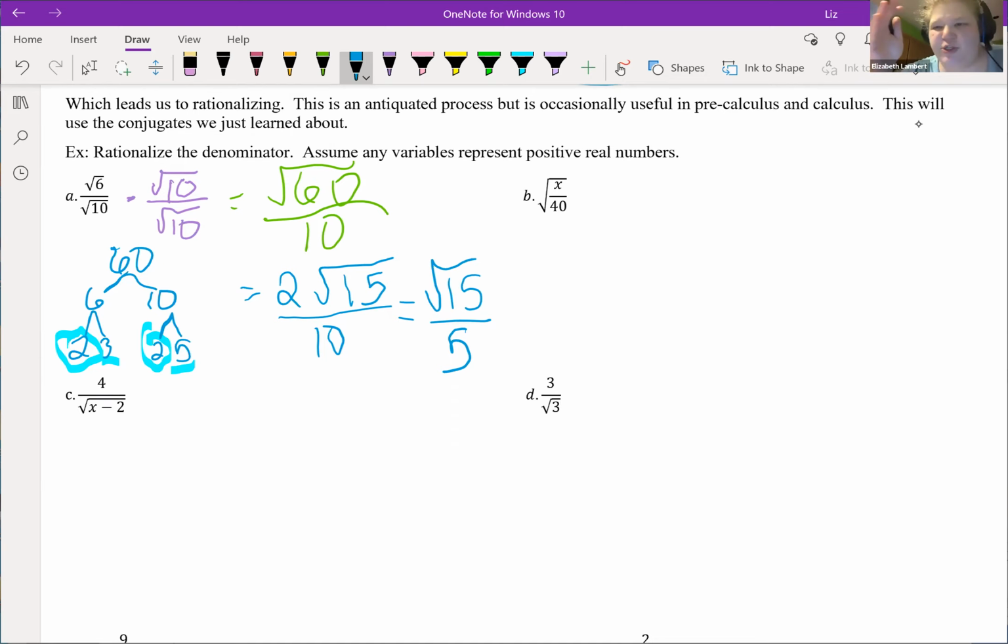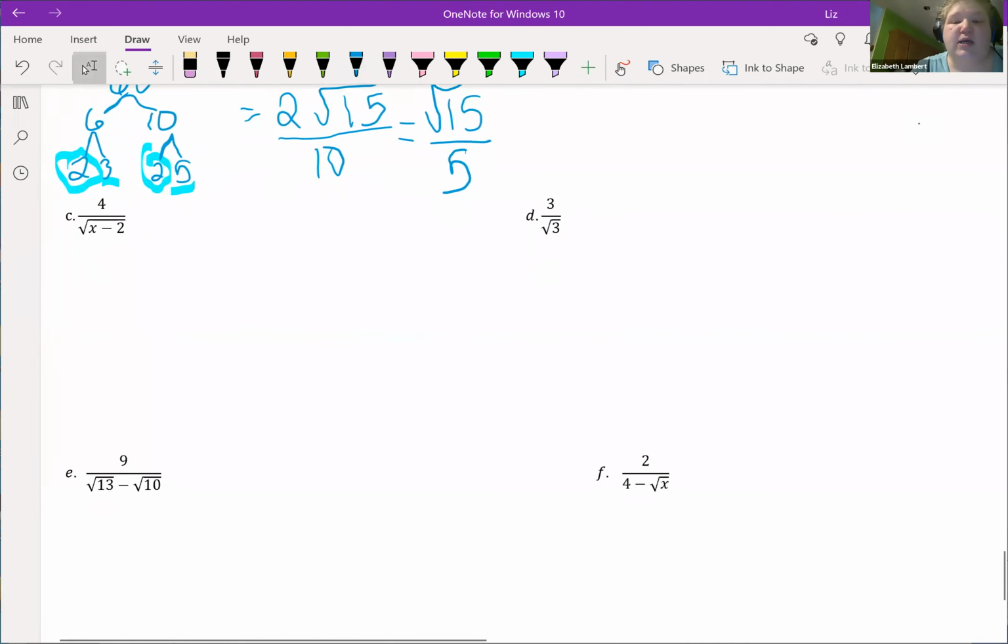All right, we're just going to continue to do more of the same. So these first 4 here, there is only one thing in the denominator. I'm going to scroll. E and F are going to have more than one thing, 2 things in the denominator. That is where we will make use of the conjugate.